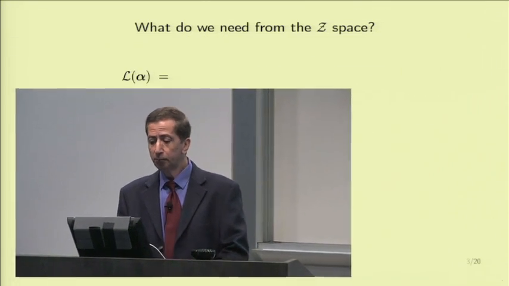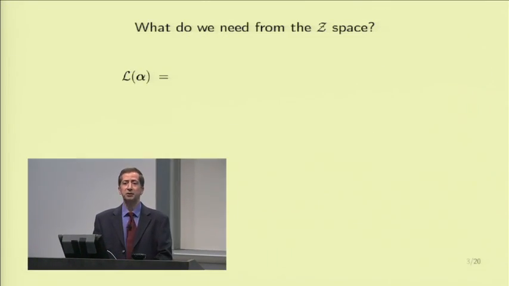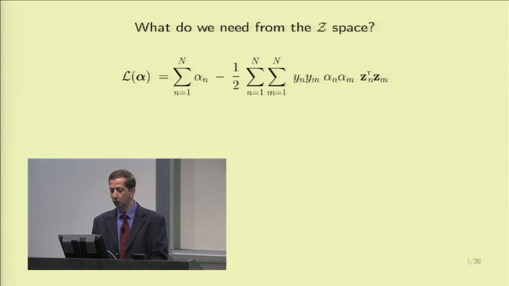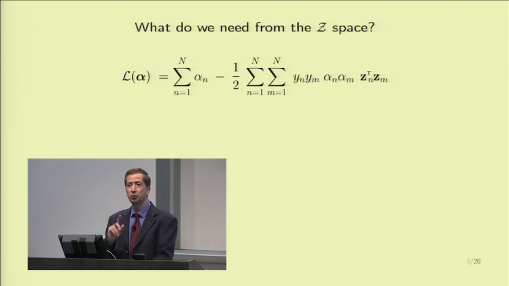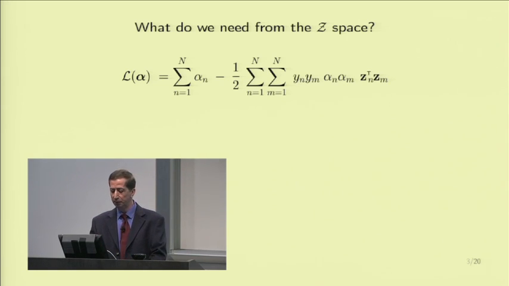So what do we do? We have a Lagrangian to solve. Okay, so the Lagrangian looks like this. And since we are interested in what we do in the Z space, I'm going to make these purple. Okay? So in order to be able to carry out the Lagrangian, I need to get the inner product in the Z space, okay? But getting an inner product in the Z space is less demanding than getting the actual vector in the Z space, okay?